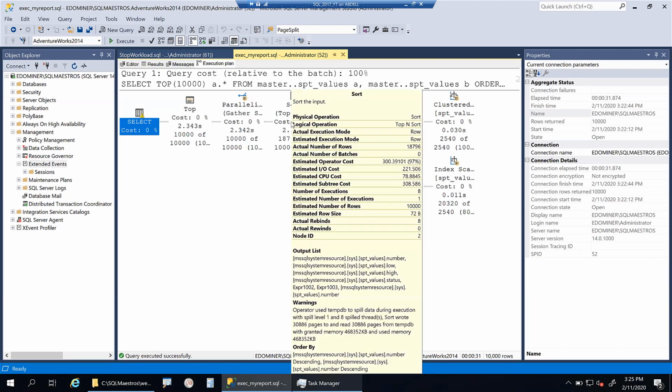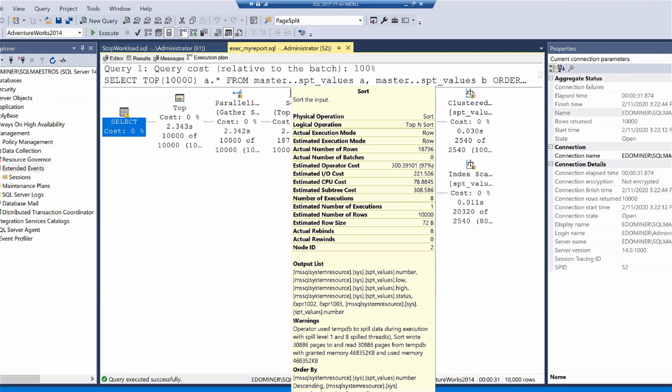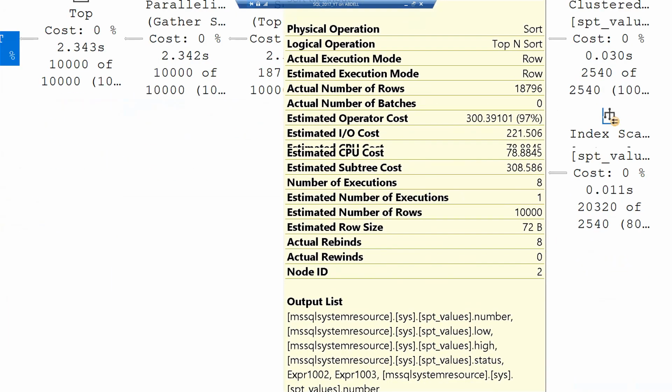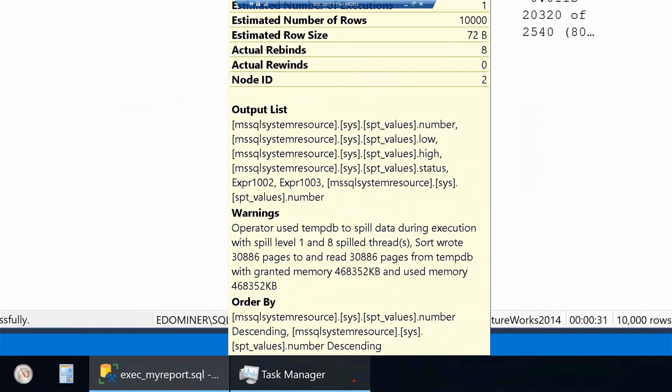So if I hover over this sort operator, and let me see if I can zoom a bit, and yes I can, it gives me some warning. It tells me that the operator used tempdb to spill the data during execution with spill level 1 and 8 spill threads, and a lot of other metrics out there. So that is one thing that catches my attention.